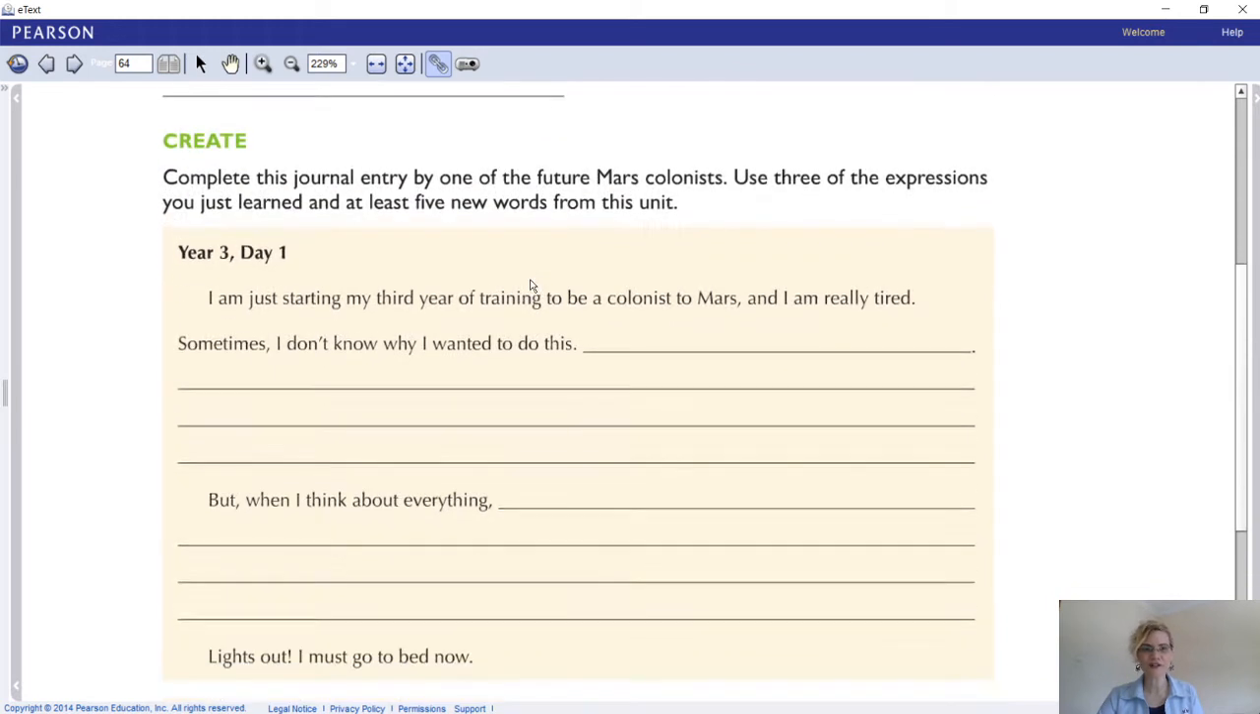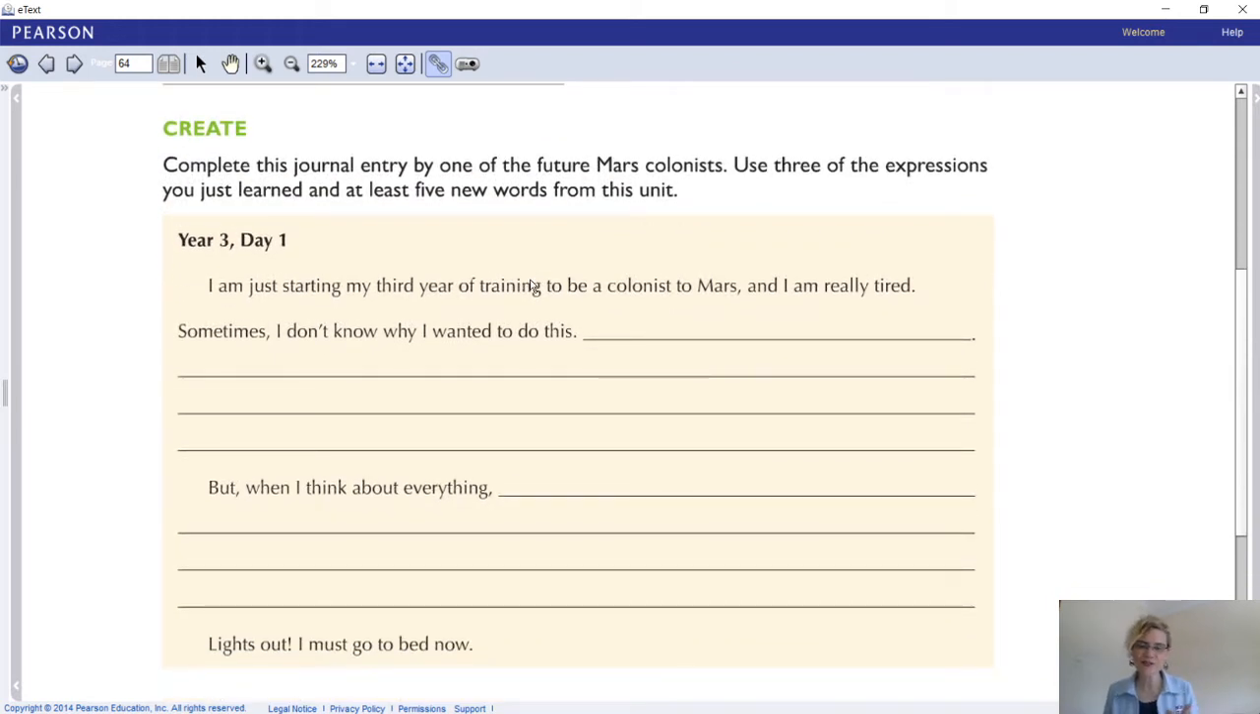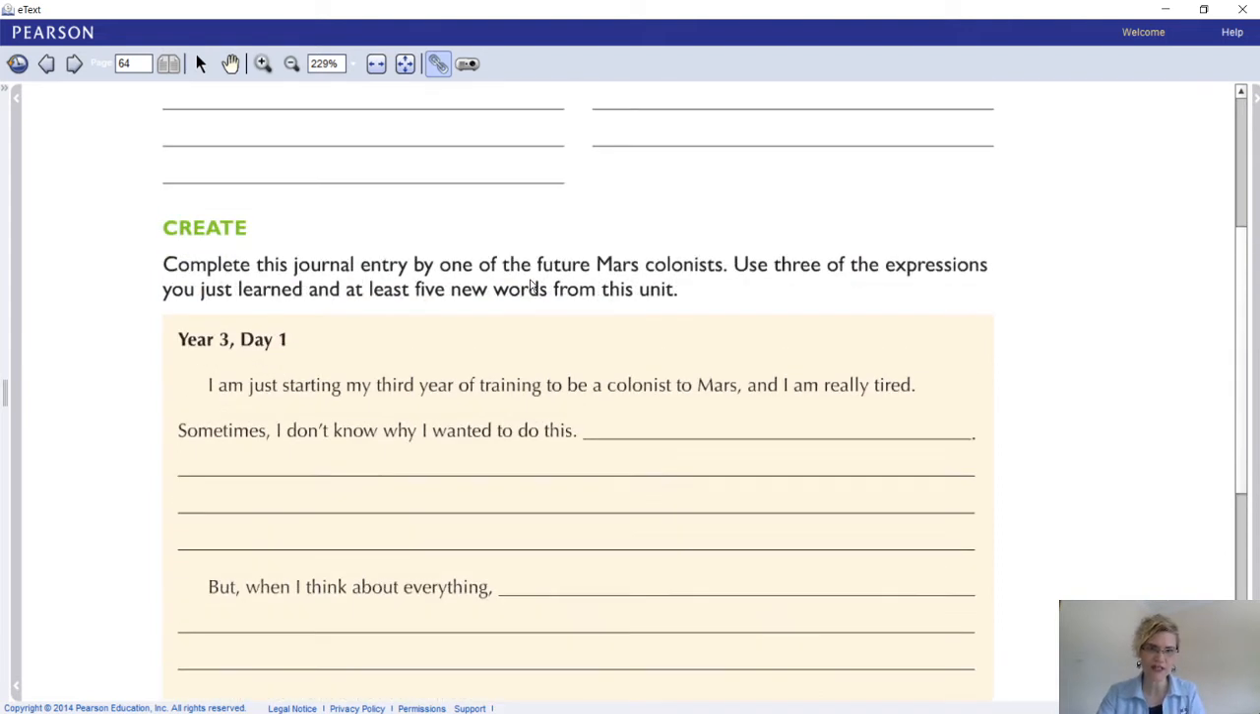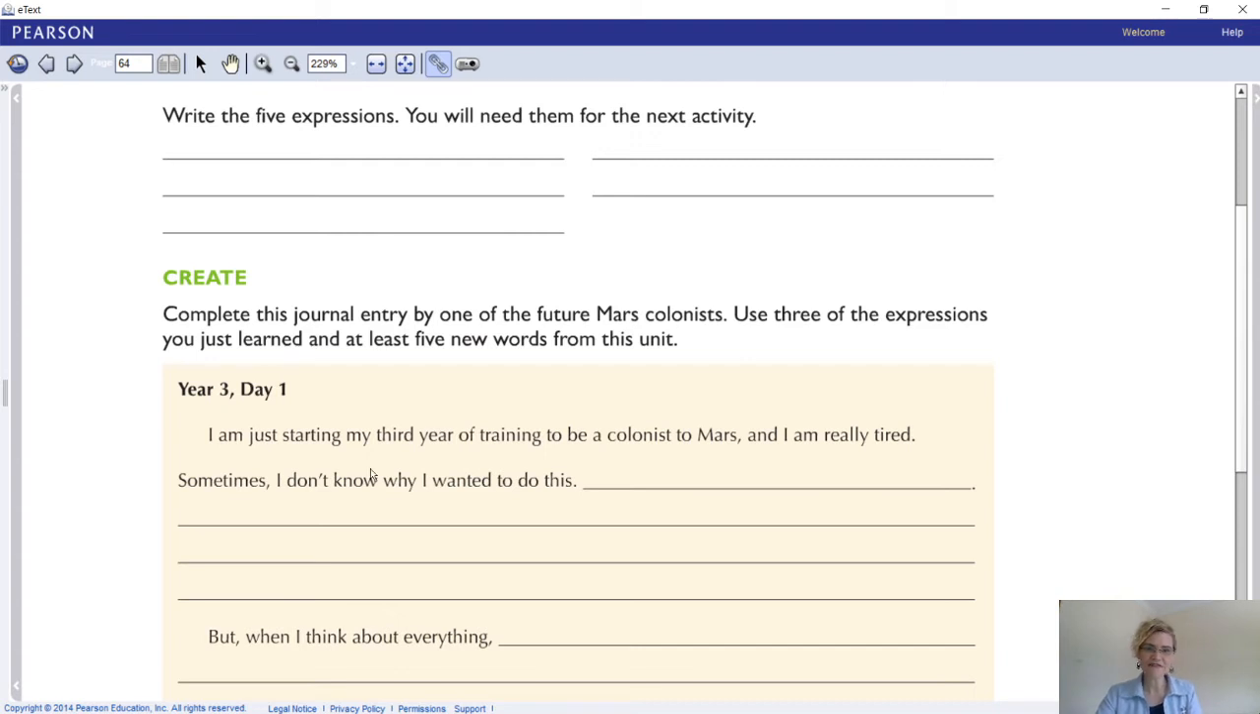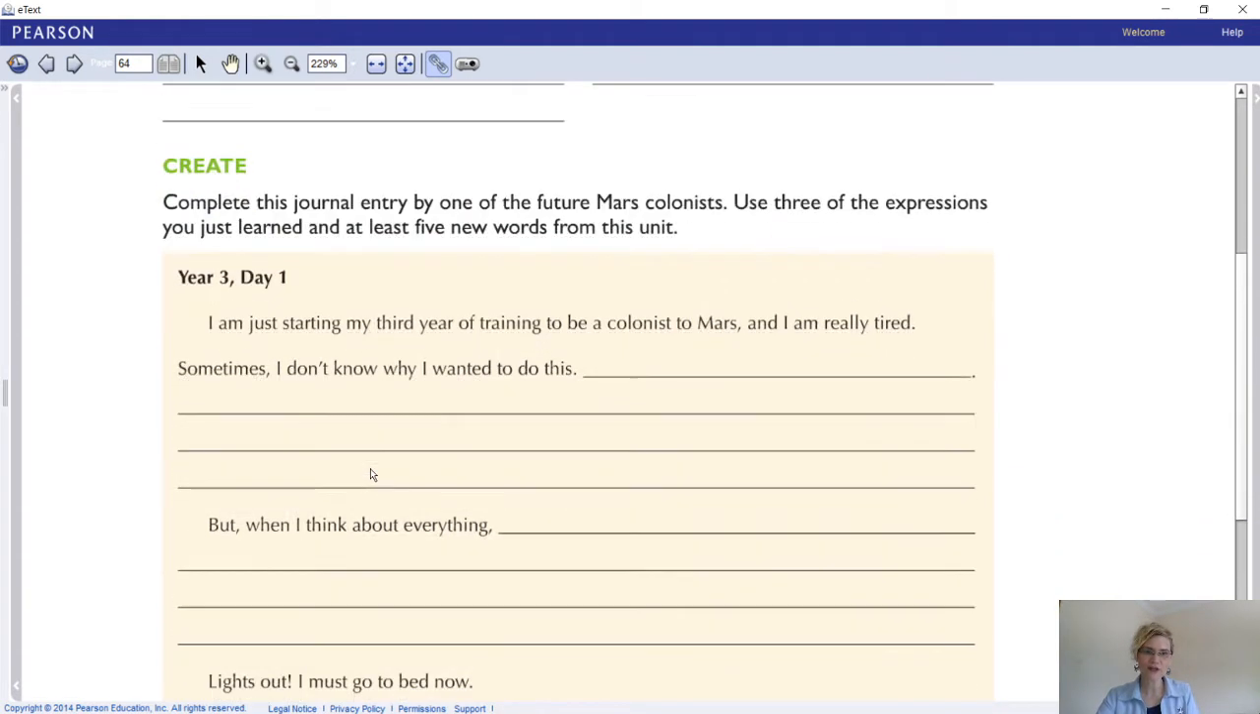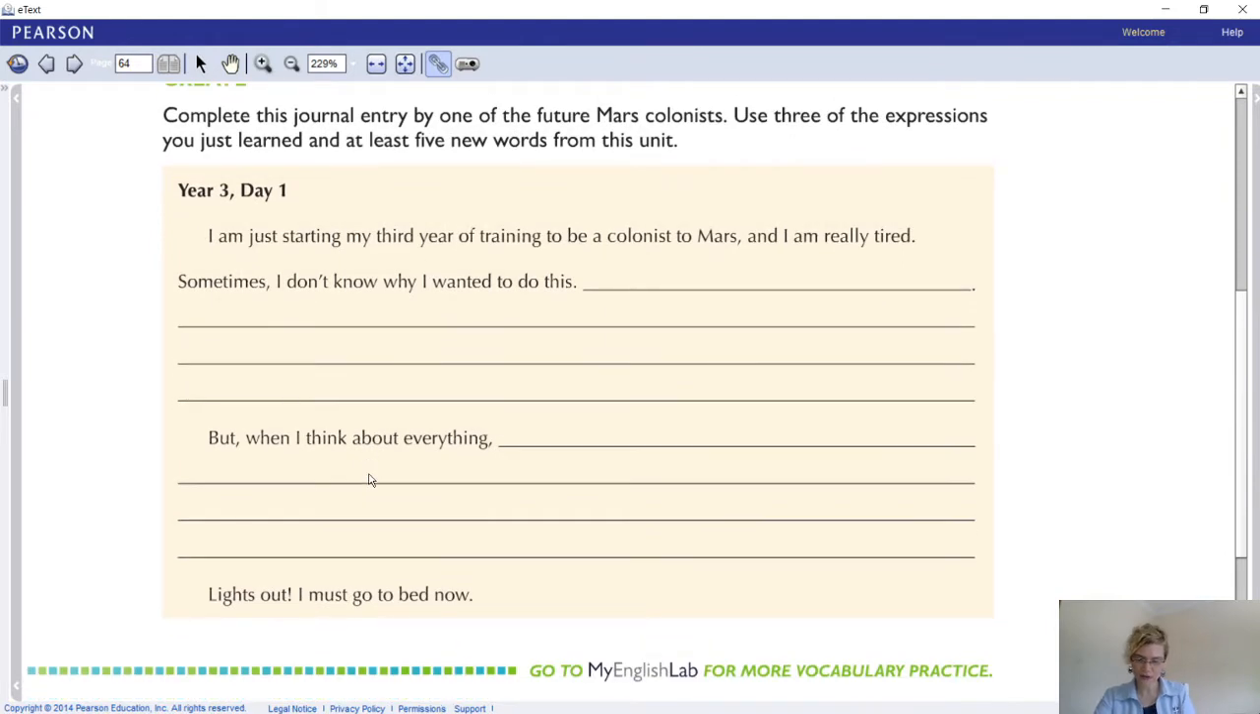In this part, we are going to create, which means when we analyze, we look at something from different perspectives, looking at the 5 W's and H, making connections and correlations. Then we go to evaluating to come to a conclusion, and then we come to creating, to create something with that information. In this case, you are going to complete the journal entry by one of the future Mars colonists. Use 3 of the expressions that you just learned, the ones you wrote here, and at least 5 new words from the unit to complete this journal entry. Okay, you have some time to do this. Pause your video. Go ahead.